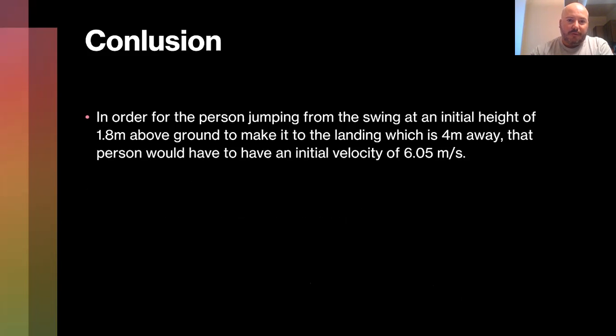So in conclusion, in order for the person jumping from the swing at an initial height of 1.8 meters above ground at an angle of 45 degrees to make it to the landing, which is 4 meters away, that person would have to have an initial velocity of 6.05 meters per second.